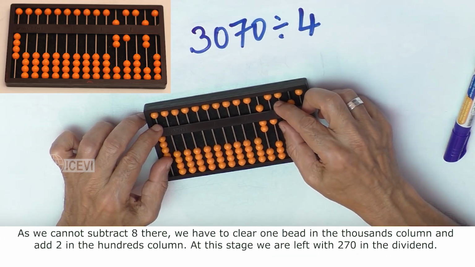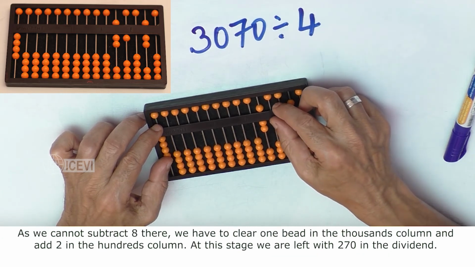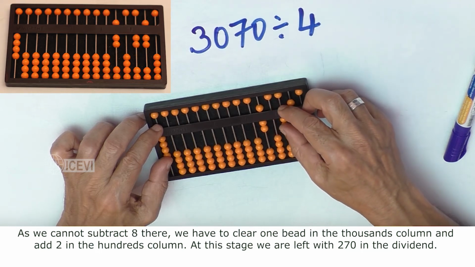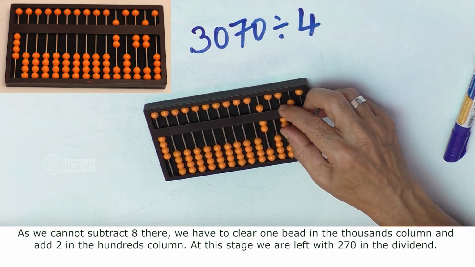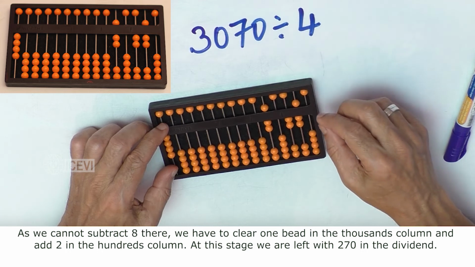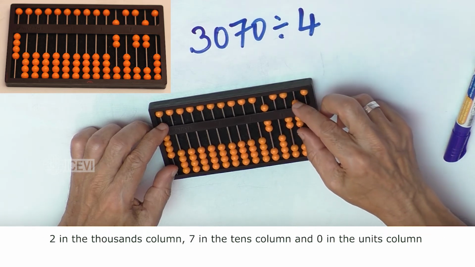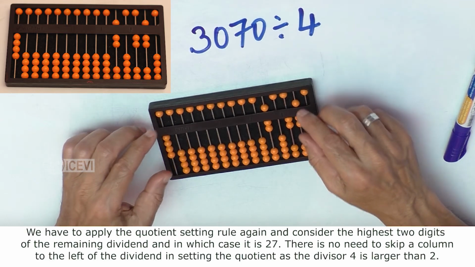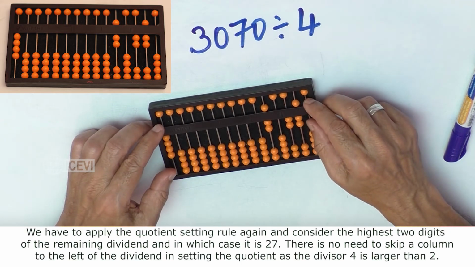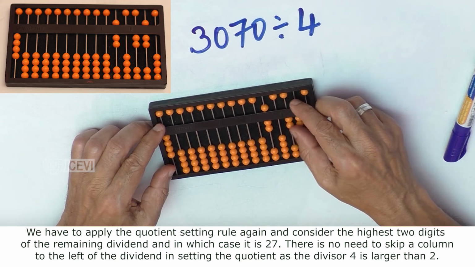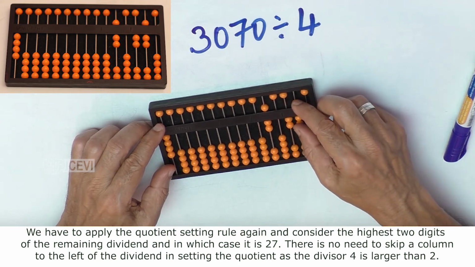As we cannot subtract there, we have to clear one bead in the thousands column and add 2 in the hundreds column. At this stage, we are left with 270 in the dividend, 2 in the hundreds column, 7 in the tens column, and 0 in the units column. We have to apply the quotient setting rule again and consider the highest two digits of the remaining dividend, and in which case it is 27.